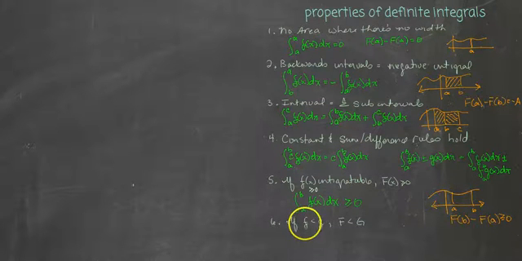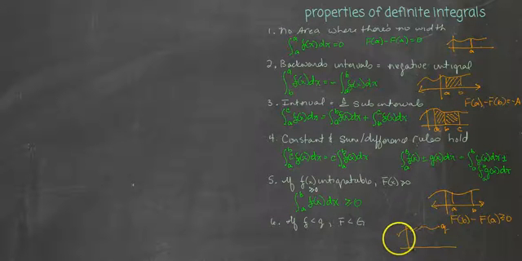And last but not least, if you have a function f and it's less than a function g, then the antiderivative of f is actually going to be less than the antiderivative of g. And again, totally logical once you look at the picture. Suppose this is g, a function g, and say this is a function f.